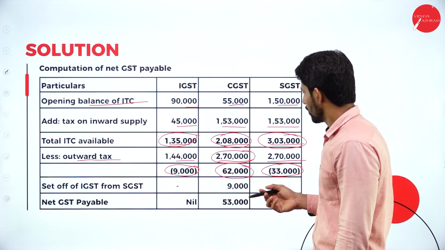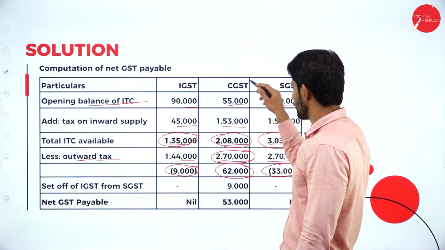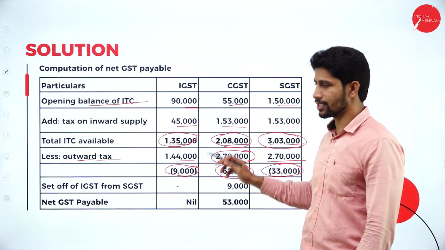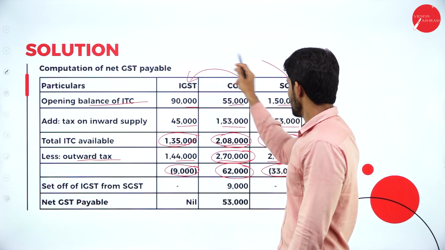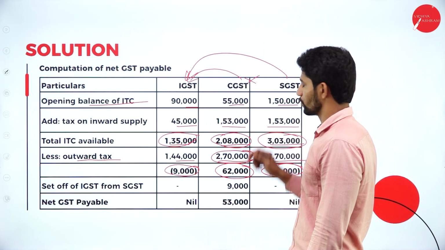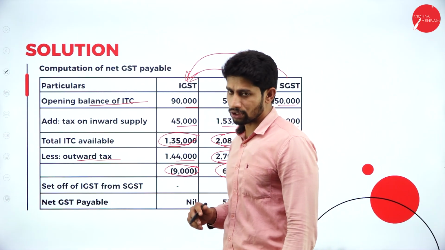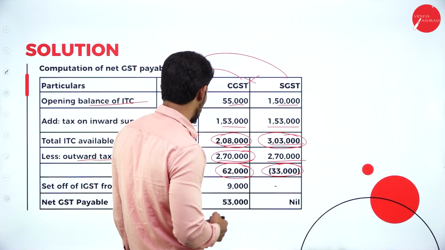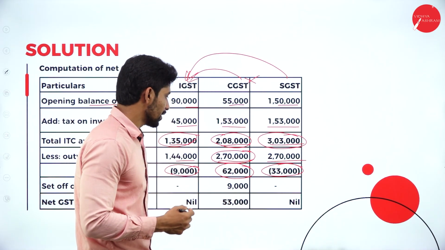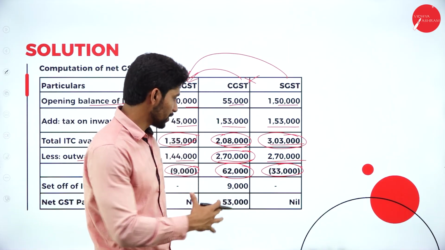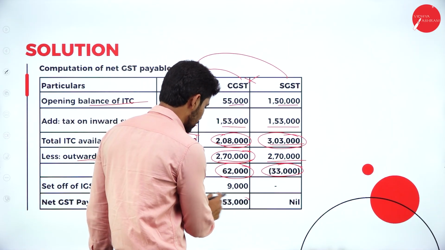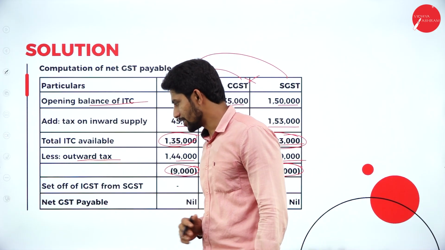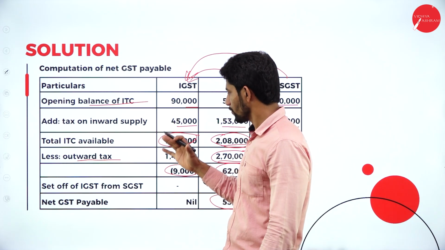So now what will you do? You cannot set off the CGST amount with SGST or SGST amount with CGST. You can set off the SGST with IGST and CGST with IGST, not with these two. That will not happen. So what we are going to do is set off the excess amount of rupees 9,000 with this particular CGST, and you will get the balance of 53,000. That 53,000 will be called the net GST payable. So this is how we are supposed to solve.